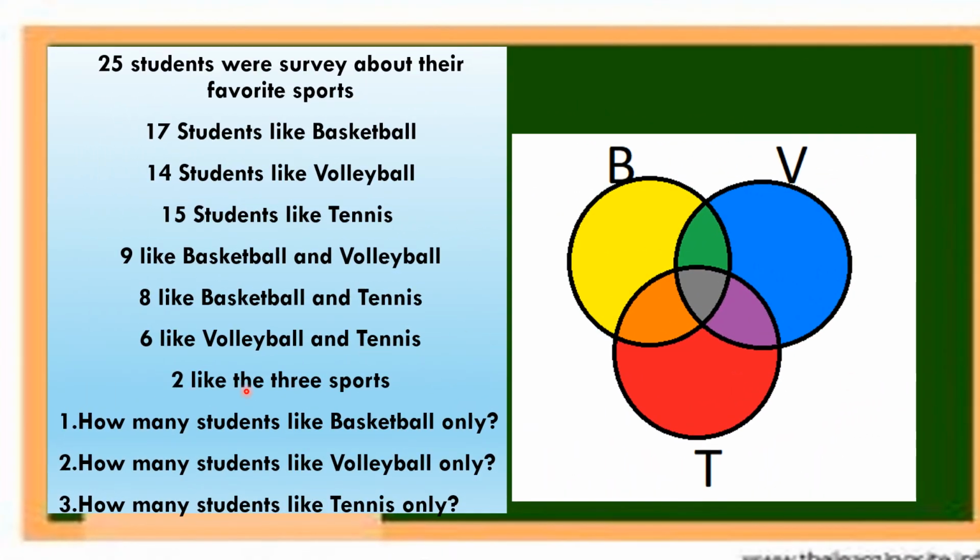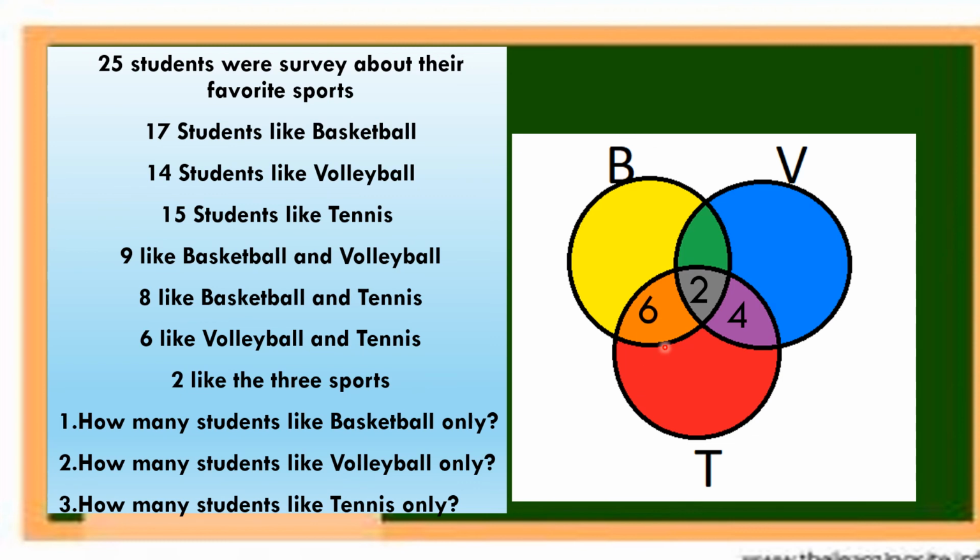So we have 2 like the 3 sports. That is 2. 6 like volleyball and tennis. Volleyball and tennis, that is 6. What is missing from 2 to make it 6? We have 4. 8 like basketball and tennis. Basketball and tennis, that is 8. What is missing from 2 to make it 8?